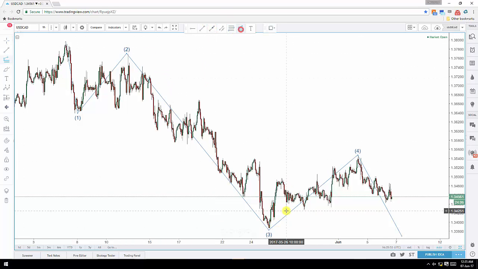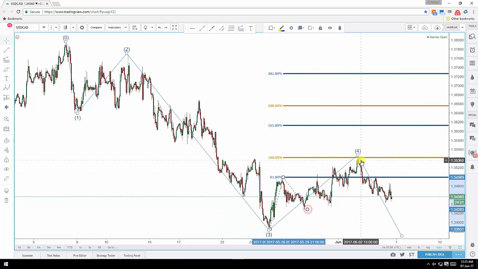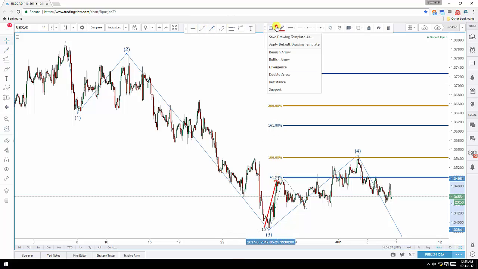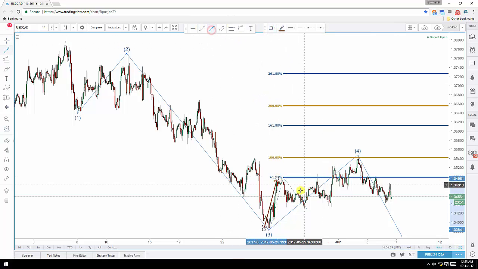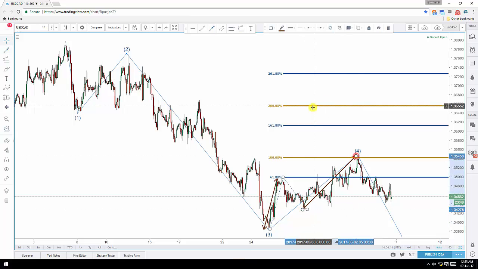What I like about this movement here is that if you look closely, if I do a Fibonacci extension, the movement from here is the same movement until here. It's a 100% projection. So what that means is that the movement from here to here, let me use a double arrow for that, is the same distance as the movement from here to here.